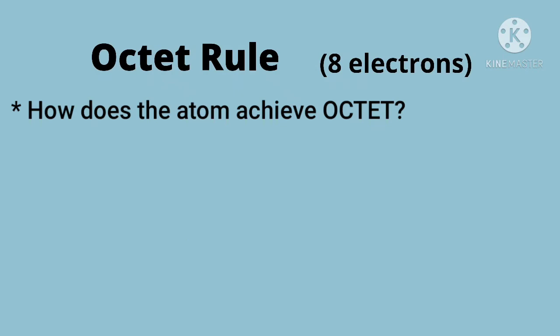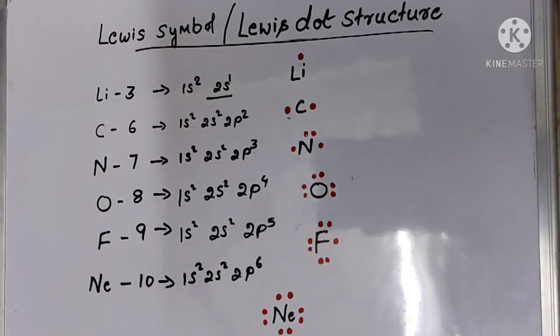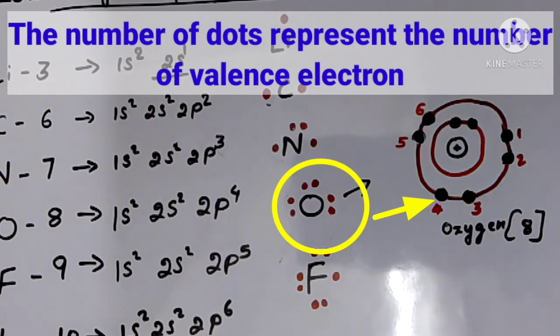So now, how does the atom achieve an octet? It is either by transferring of electrons, nothing but losing or gaining of electrons, or by sharing of electrons. Kossel and Lewis introduced a new design to represent valence electrons in an atom, called the Lewis symbol or Lewis dot structure. The number of dots around the symbol represents the number of valence electrons in the valence shell.